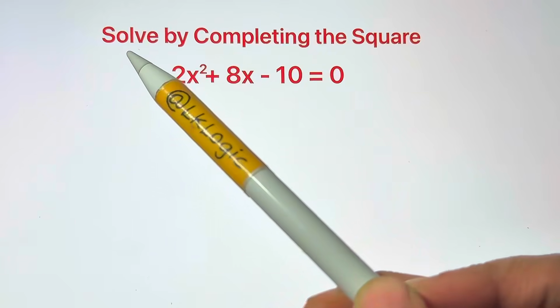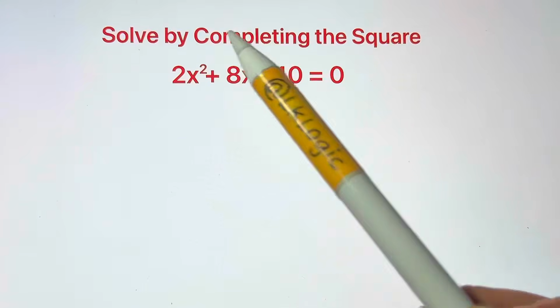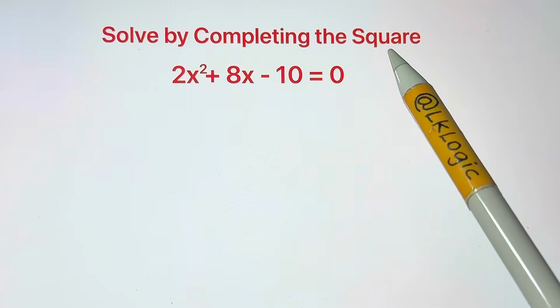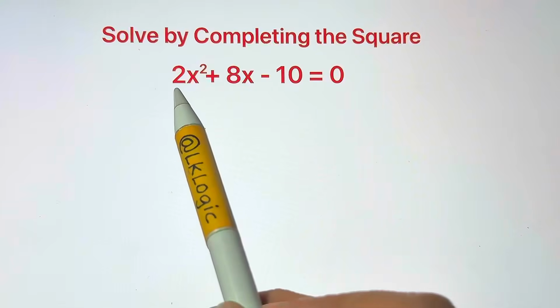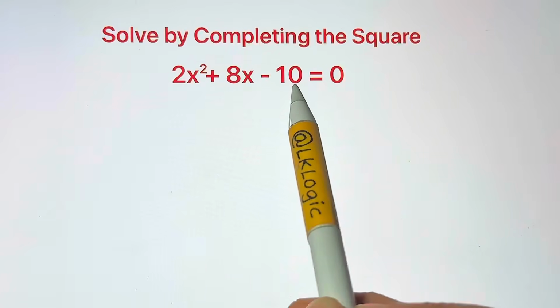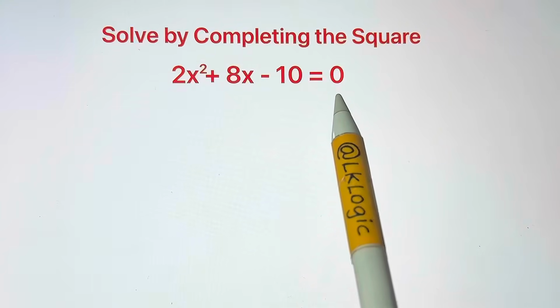Hi guys, in this video we're gonna solve this quadratic equation by completing the square method. Alright, let's start. Here we have 2x squared plus 8x minus 10 equals 0.